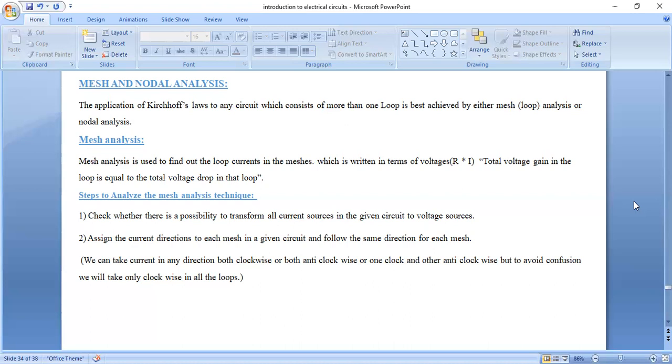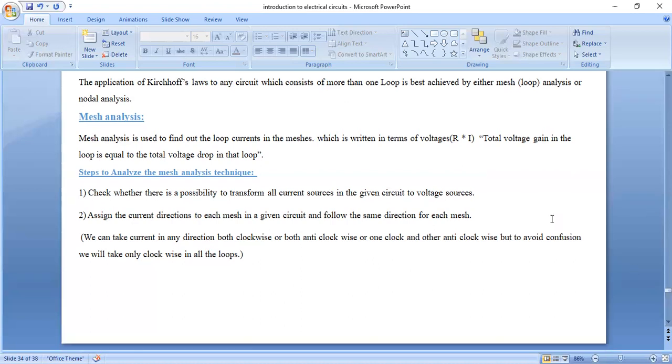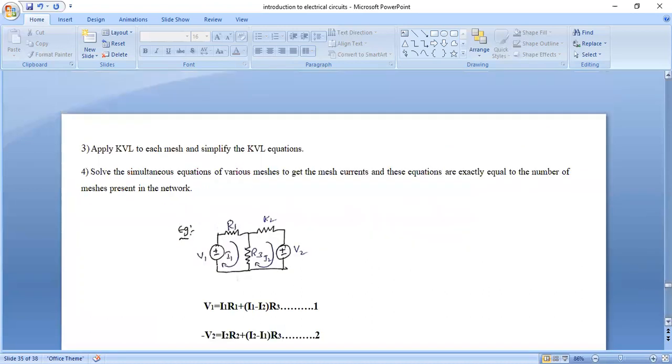And the third step is to develop the KVL equation for each mesh. The fourth is to solve the KVL equations to find the mesh currents. So these are the 4 steps to analyze a circuit using mesh analysis. And the example for the mesh analysis is this.